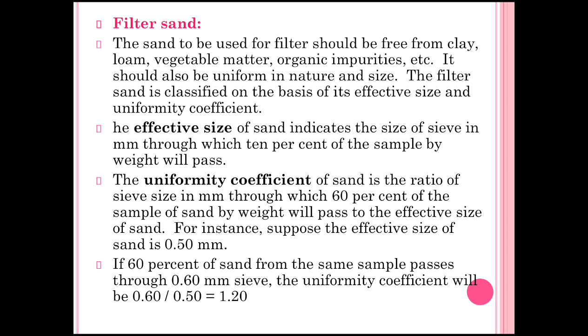For instance, suppose the effective size of the sand is 0.50 mm. If 60% of sand from the same sample passes through a 0.60 mm sieve, the uniformity coefficient will be 0.60 divided by 0.50, which is 1.20.